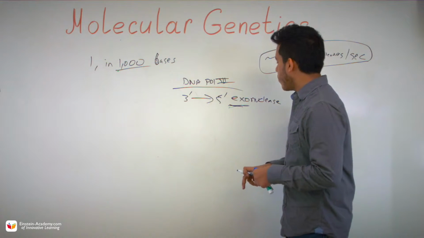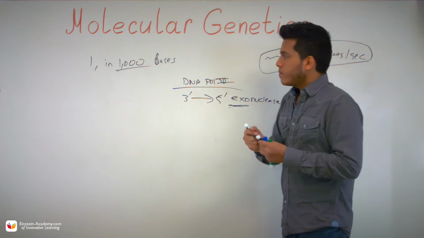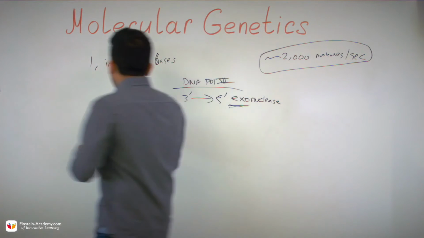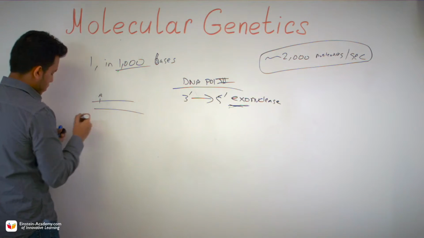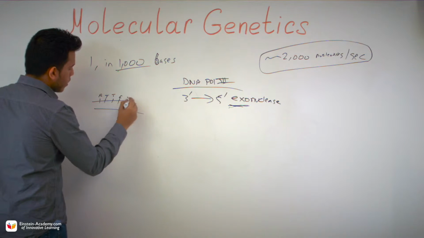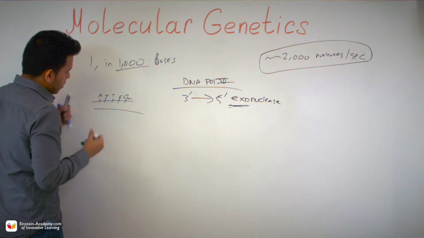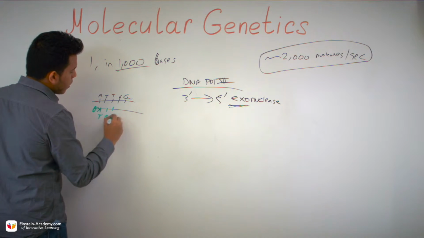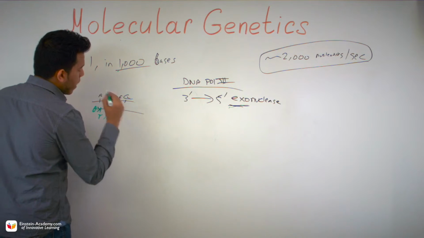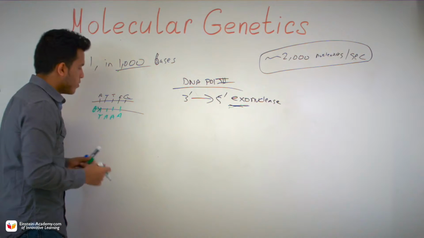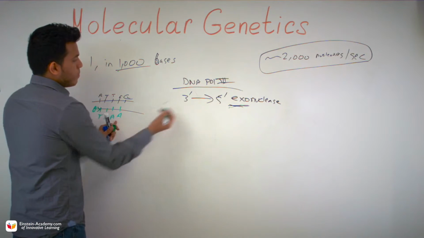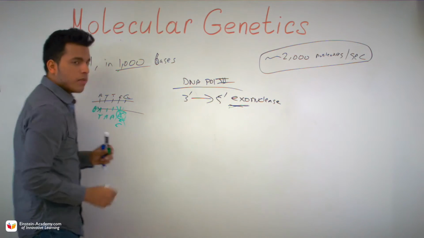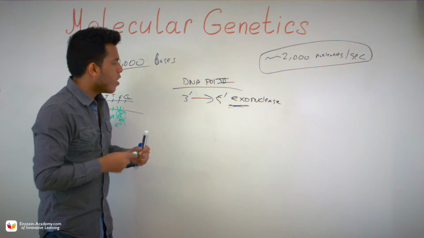And you might say, hey, why do we want to remove it? Why do you want to go backwards? Well, perhaps you've made a mistake. Perhaps as you were synthesizing TTGC, accidentally you've made an A here, and you're supposed to put a cytosine here. Then DNA polymerase III might go backwards and say, hey, remove it and put a C here. It's considered a 3' to 5' exonuclease.